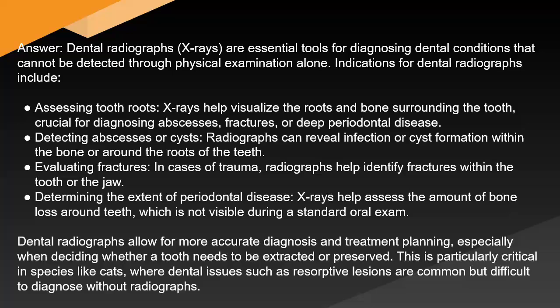evaluating fractures. In cases of trauma, radiographs help identify fractures within the tooth or the jaw, determining the extent of periodontal disease. X-rays help assess the amount of bone loss around teeth, which is not visible during a standard oral exam. Dental radiographs allow for more accurate diagnosis and treatment planning, especially when deciding whether the tooth needs to be extracted or preserved. This is particularly critical in species like cats, where dental issues such as resorptive lesions are common but difficult to diagnose without radiographs.